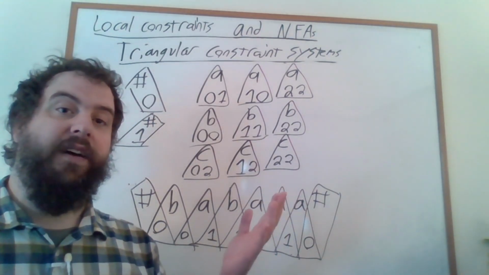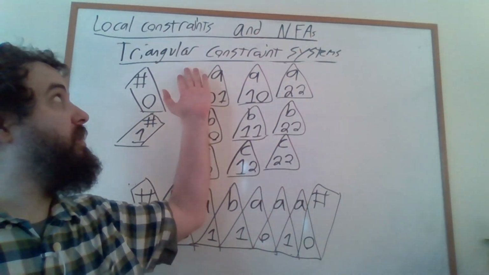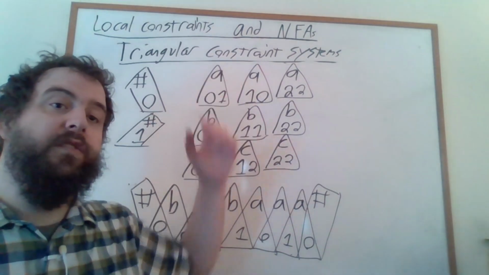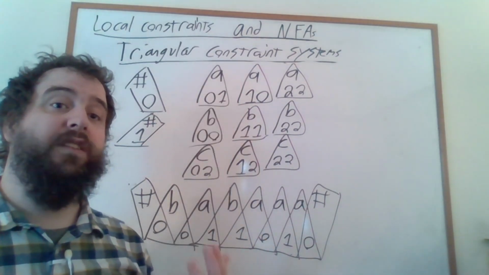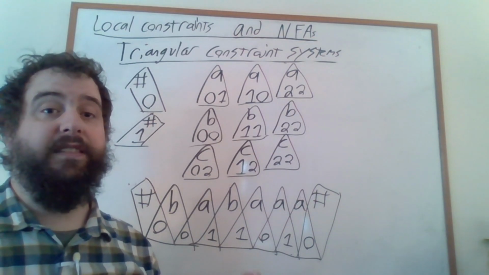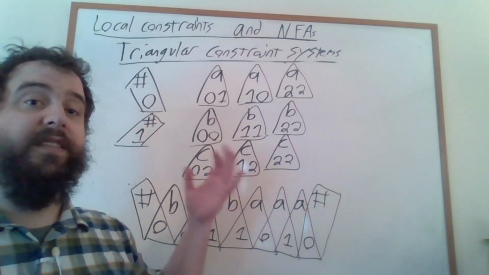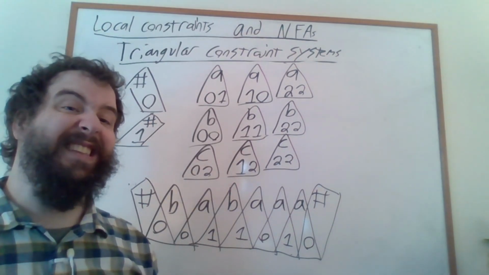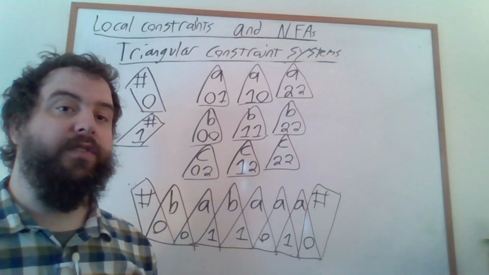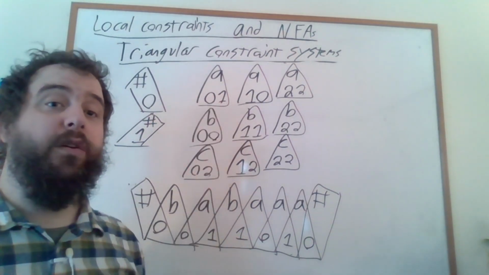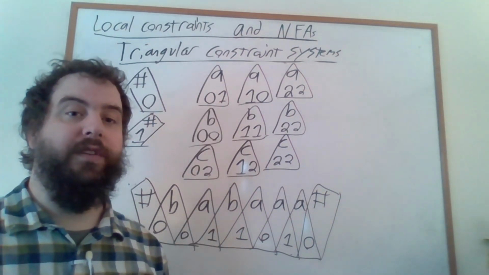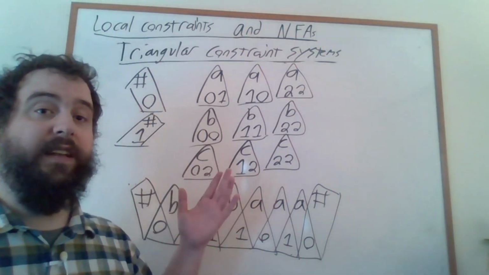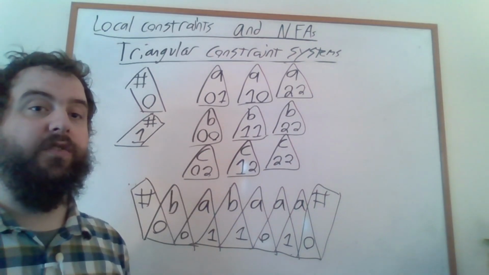Every deterministic finite automaton can be translated into an equivalent triangular constraint system, and every triangular constraint system can be translated into an equivalent deterministic finite state automaton. In other words, the set of languages recognized by some triangular constraint system is exactly the regular languages. This is an equivalent categorization of the regular languages.